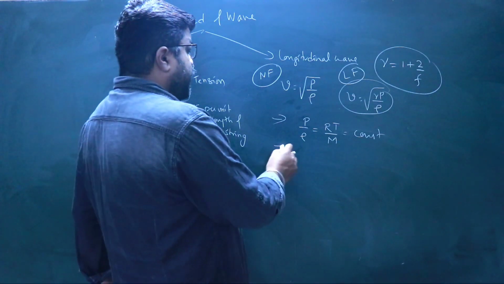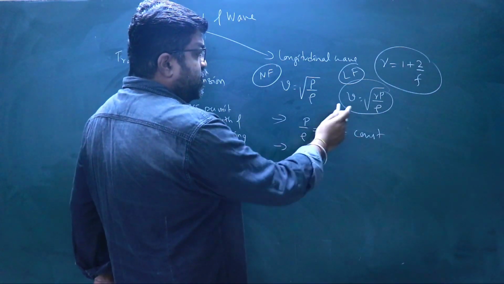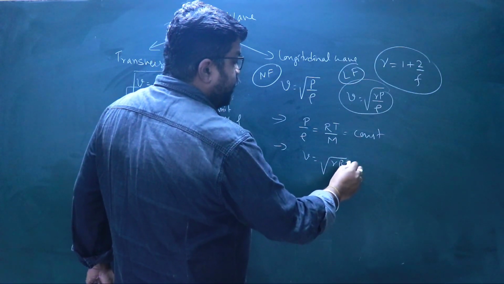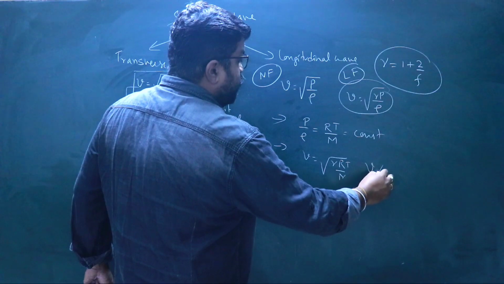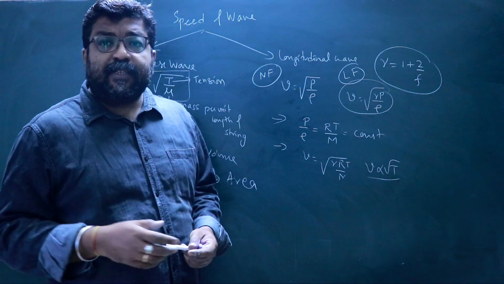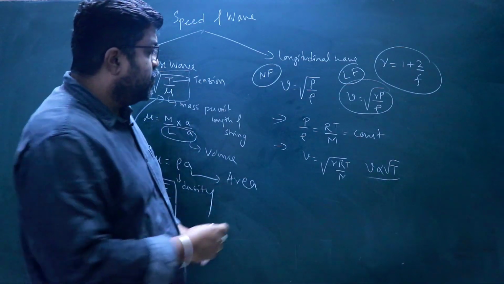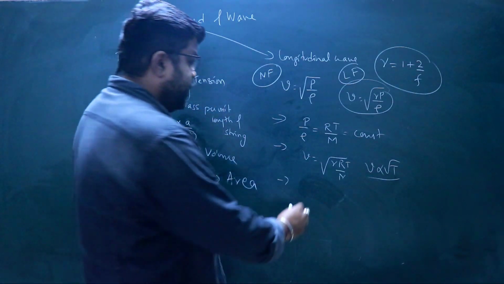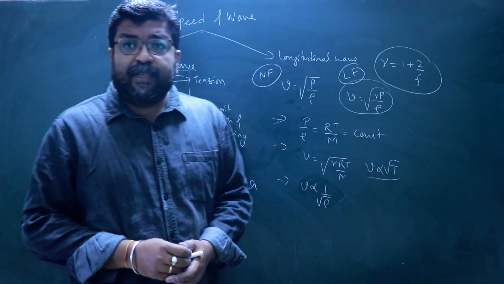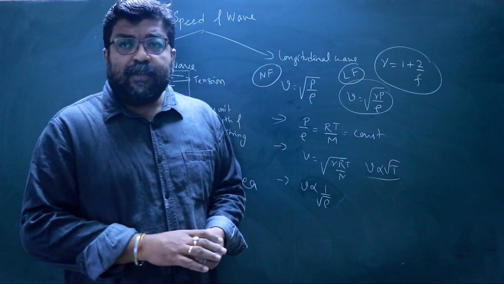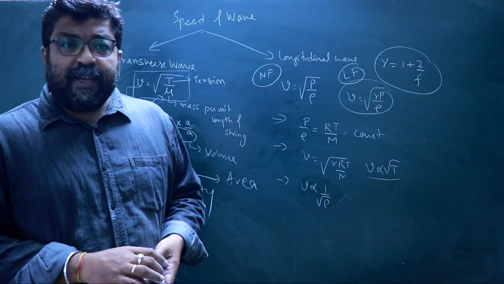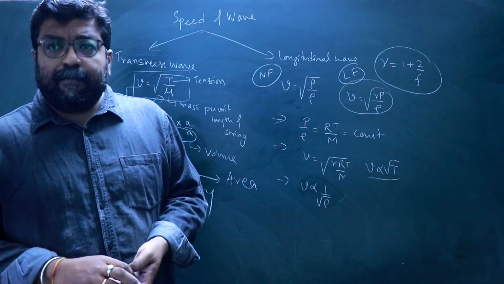And this expression I can write as V is equal to square root of gamma RT by M. So speed of sound is directly proportional to square root of temperature of the medium. If temperature increases, speed of sound also increases. The other thing is speed of sound is inversely proportional to square root of density of the medium. If density increases, speed of sound decreases. So these are the factors affecting speed of sound in air, or in any other medium.